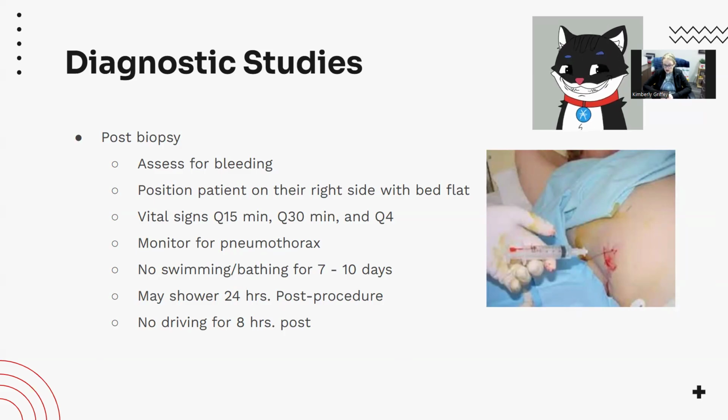You're going to monitor the patient for abdominal pain. Why do you think we would want to monitor for abdominal pain? Specifically for bleeding or hemorrhage. If they start bleeding into their abdomen, that's what we want to monitor for. And if we suspect a pneumothorax, they're going to have shortness of breath, cyanosis, and restlessness. So remember that.